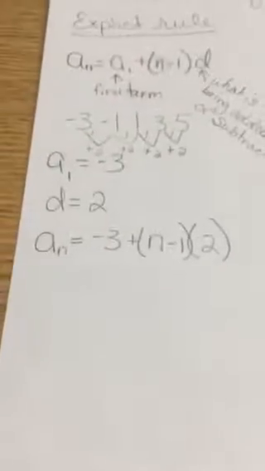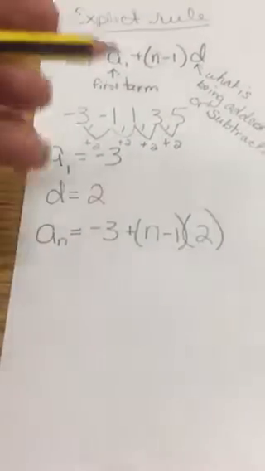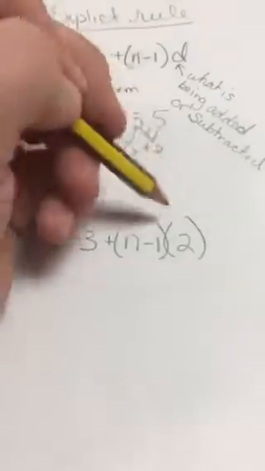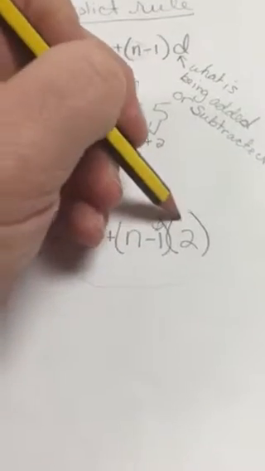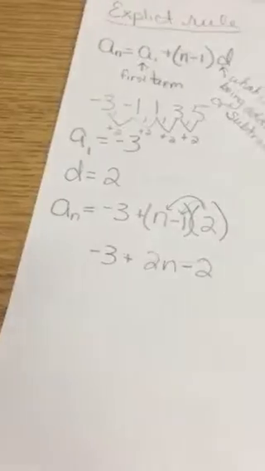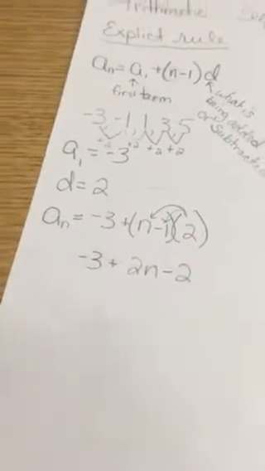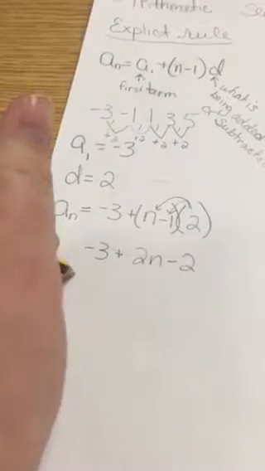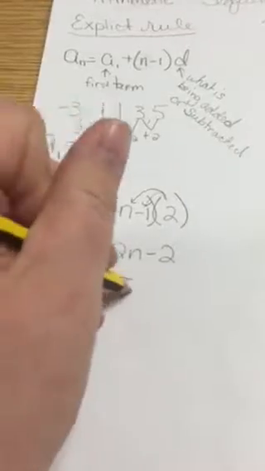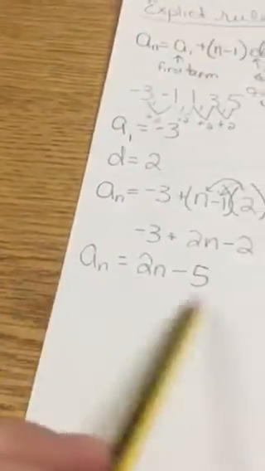Now we have what is called a simplified version. That's just simplifying all these numbers. To do that, I'm going to distribute this 2, because my order of operations says I need to do multiplication before I do the addition. So this turns into -3 plus 2n minus 2. I'm not done simplifying yet because this -3 and -2 can be combined. So now A_n equals 2n minus 5. This is what I call the simplified version.